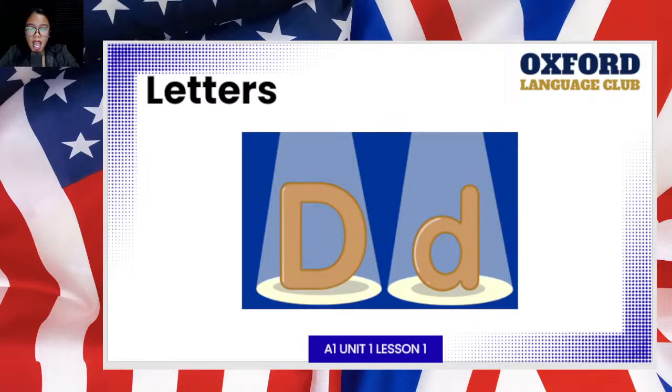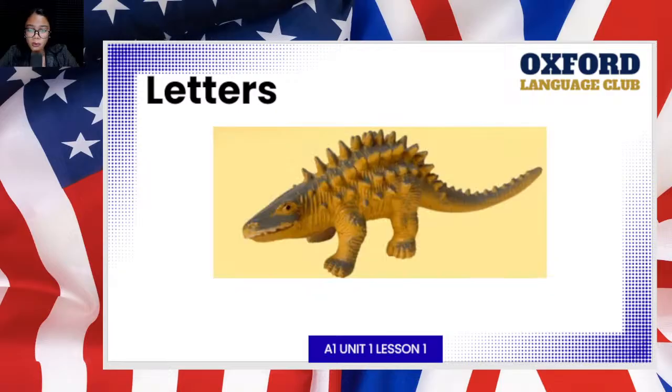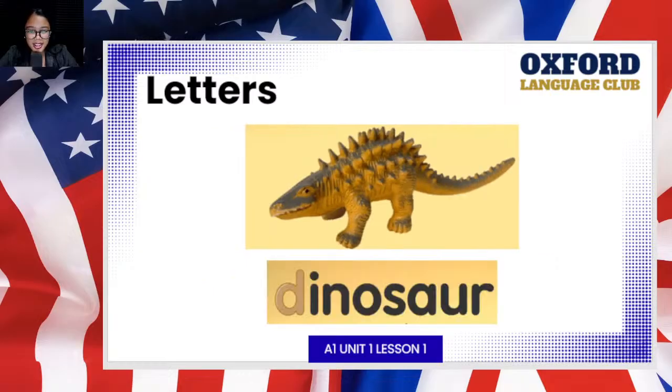Next, what's the letter? Letter D. How do we pronounce it? D, d, d. What do you think is this? That is a dinosaur. Again, this is a dinosaur. What's the letter? Letter D. How do we pronounce it? D, d, d. What's the word here? Dinosaur. So that is our letter D.